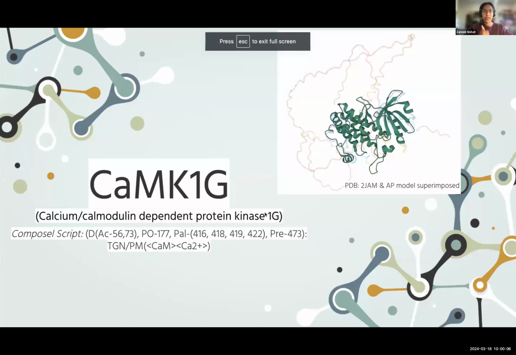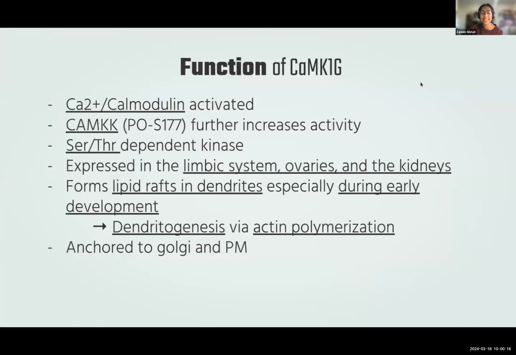Okay. So my protein is calcium calmodulin dependent protein kinase 1G. There's my Composal script, and I superimposed the PDB and AlphaFold model together just to give you a glimpse of it. So for function, it's activated by calmodulin, and calmodulin needs calcium. Calmodulin binds to the calmodulin binding domain, and that releases the regulatory domain pseudosubstrate inhibition on the kinase domain. So then CAMKK can phosphorylate the activation loop in the kinase domain. It's a serine threonine kinase.